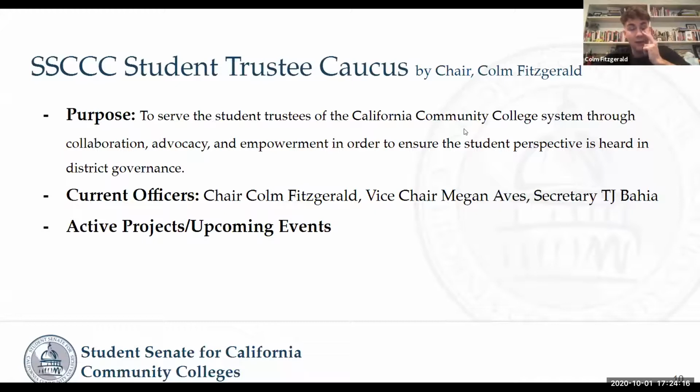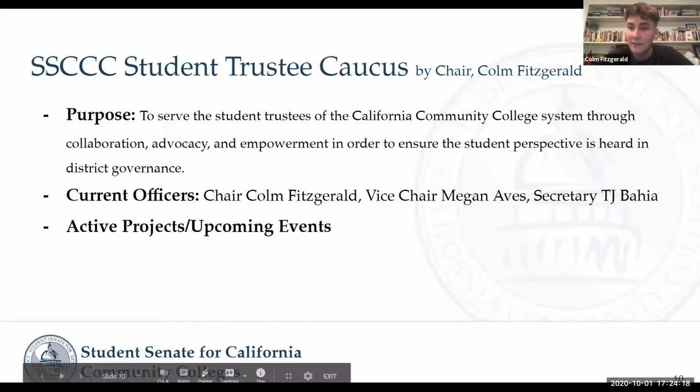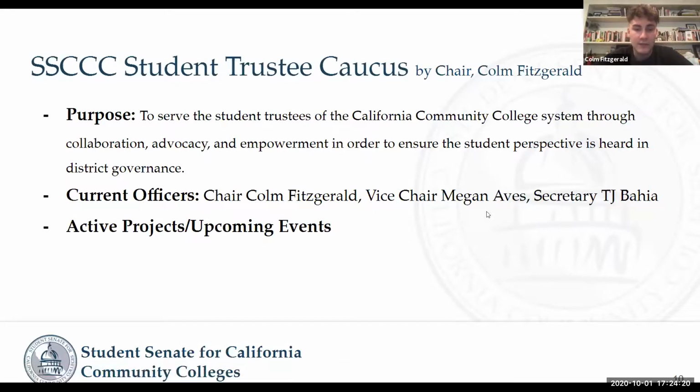And the last thing I want to repeat and leave off on again is this is a caucus. While the voting members are trustees, this is a caucus that aims to serve the interests of all students, 2.1 million in total. We are fighting to empower students systemically.